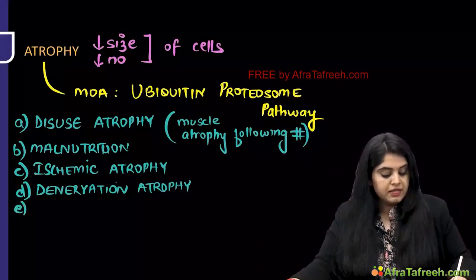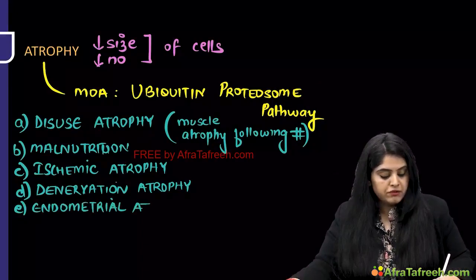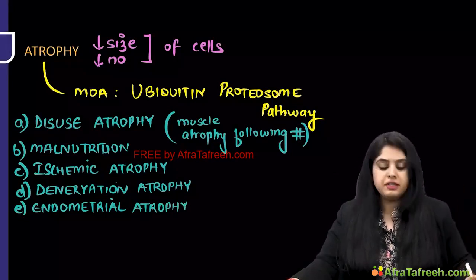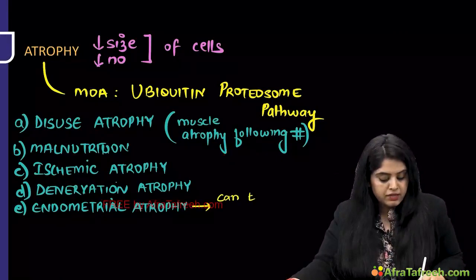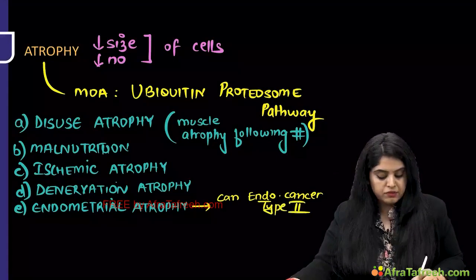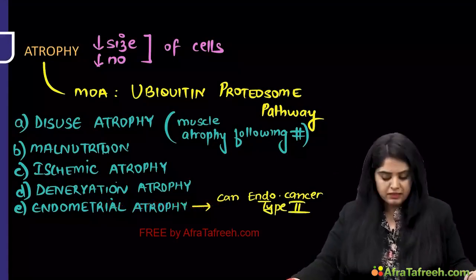One last thing, in the endometrium, can there be atrophy? Yes, old age mein. Endometrial atrophy, of course, postmenopausal, that 55-year-old female, of course there is endometrial atrophy. Can this lead to cancer? Can cause endometrial cancer. Which type? Endometrial cancer type 2 can happen. So where did I teach you endometrial cancer type 1?